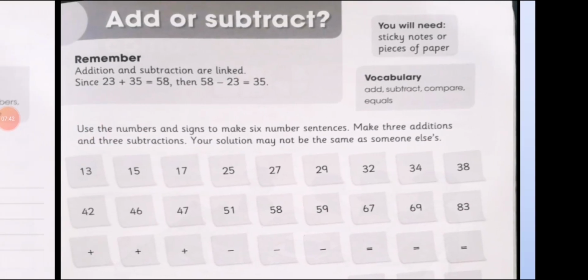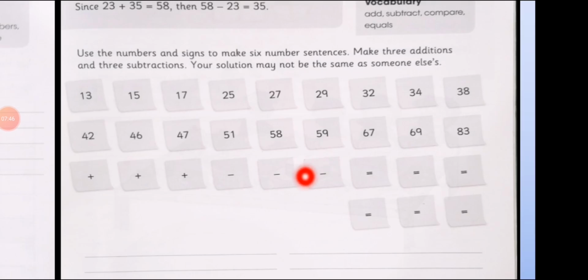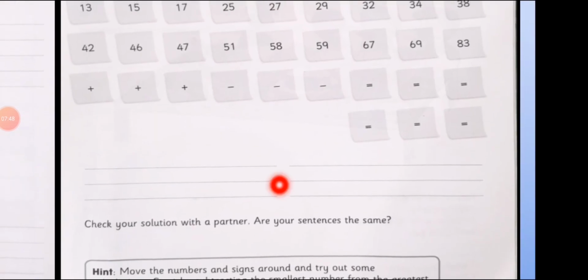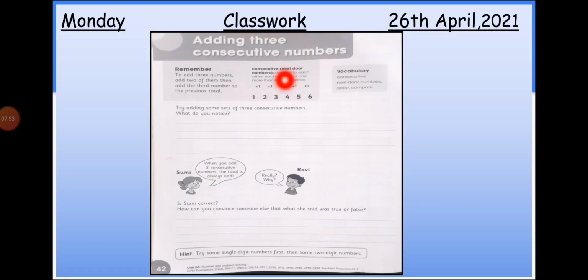Now the next page, add or subtract. In this page we will make number sentences here. There are some numbers here. We will use these numbers and these signs and make 6 number sentences here: 3 of addition and 3 of subtraction. So first, challenge book page number 42.